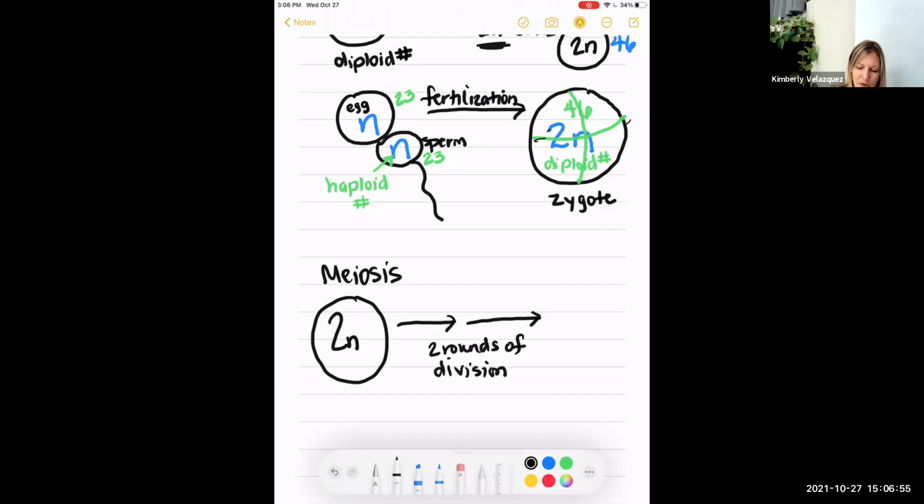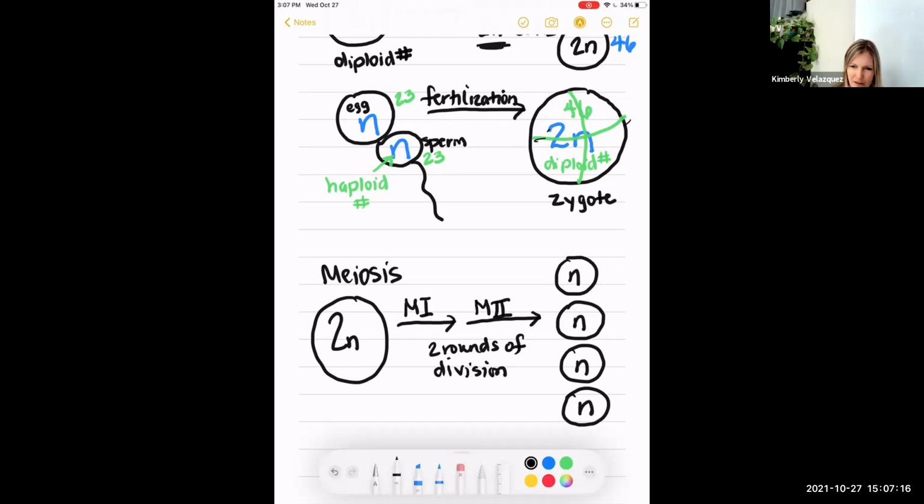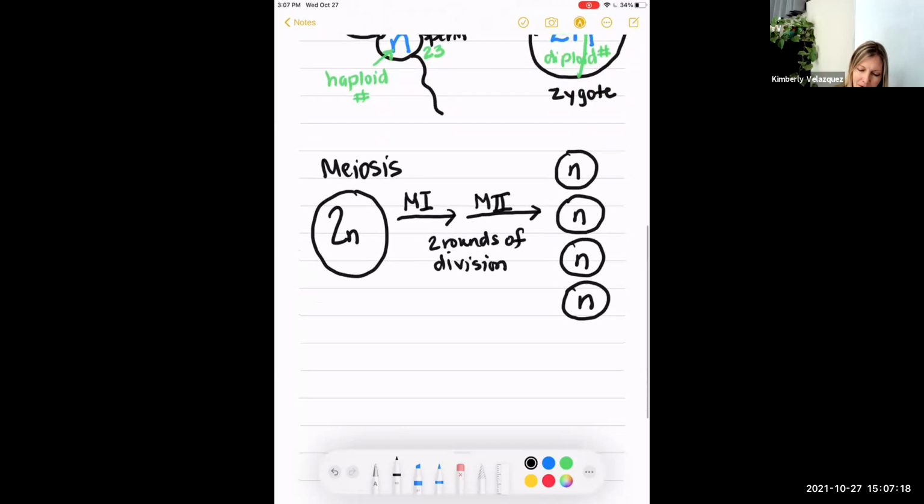And those are called Meiosis One and Meiosis Two. I'll just put M1 and M2 for short. Two rounds of division are going to produce 4 cells that are all haploid. And they are all genetically different, not genetically identical.